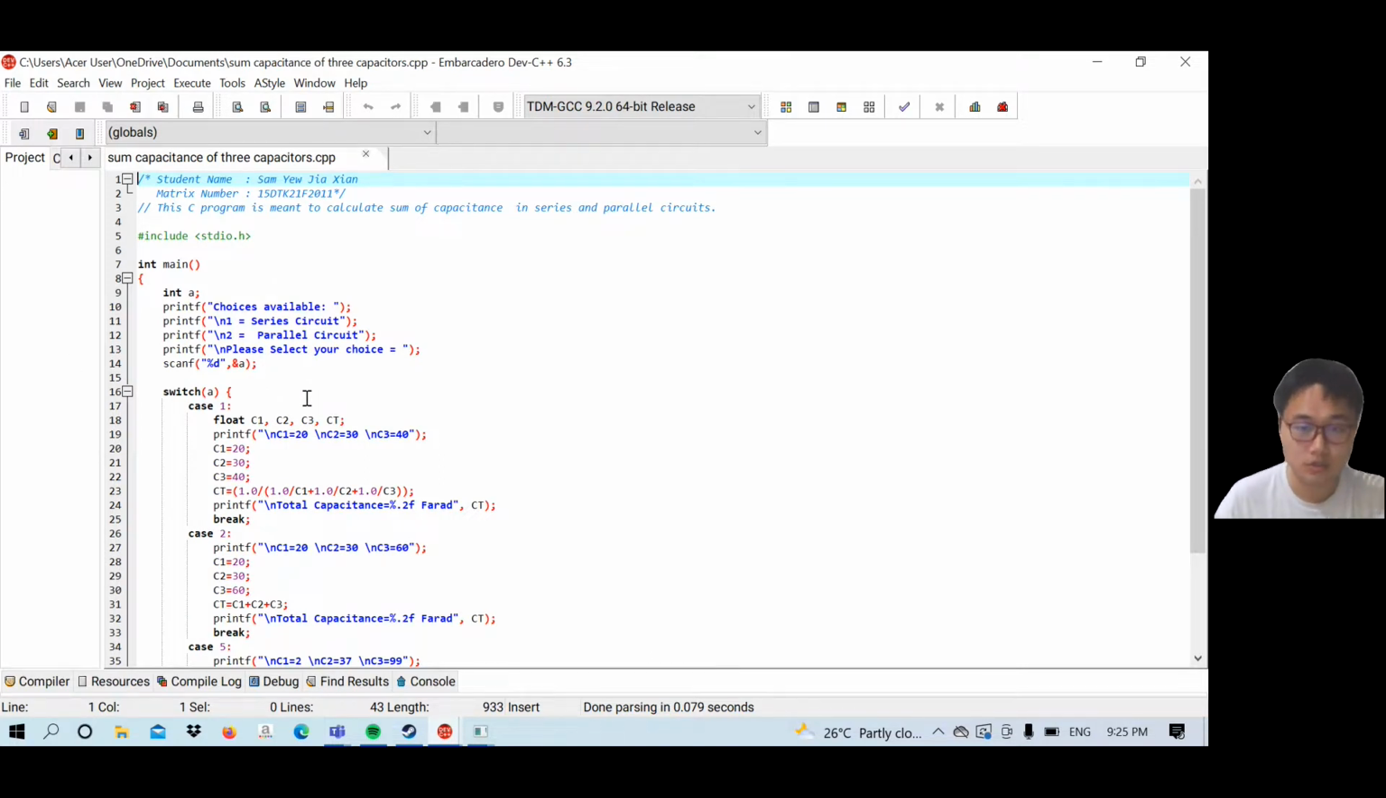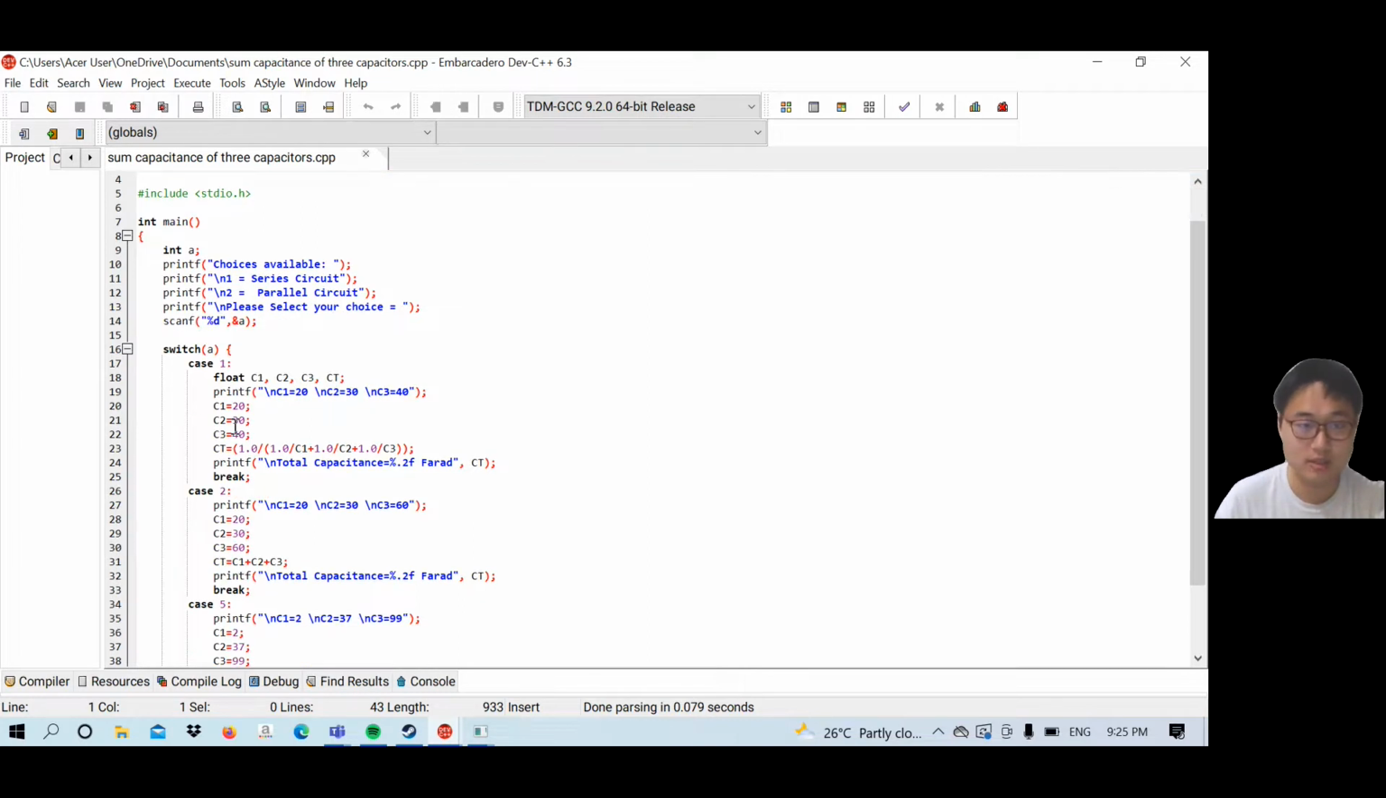For choice number 1, in the switch statement, it will become case 1. In this programming, I just have to write the flow once. I don't need to repeat the steps. In print, for the value of capacitors for display, C1 is 20, C2 is 30, C3 is 40. While the values of capacitance for each capacitor down here are meant for calculation.